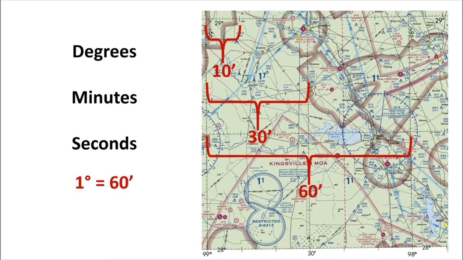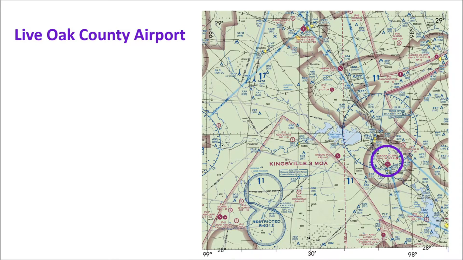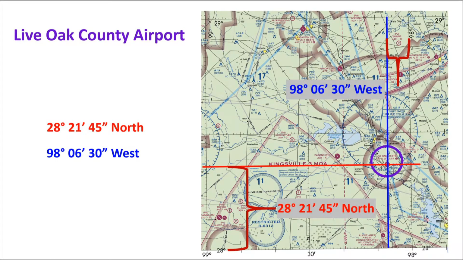Here's an example. Let's determine the geographic coordinates of the Live Oak County Airport. Drawing a line perpendicular to the lines of latitude going straight through Live Oak County Airport, we see that it's above the 28-degree latitude line. Counting the hash marks up to the red line, we get 21 minutes and a little bit more.